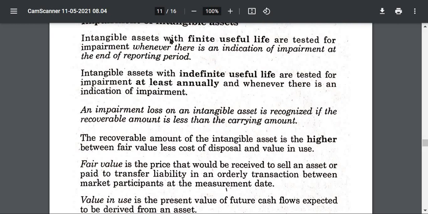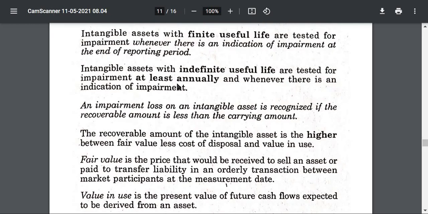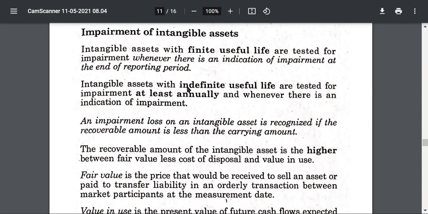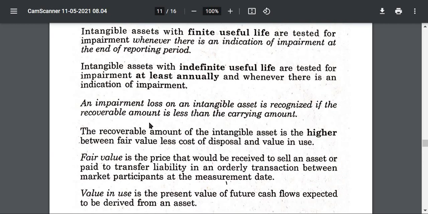So again, the difference is that si intangible asset na may finite or limited useful life, tinitest lang natin sila for impairment whenever there is an indication na impaired sila at the end of the period. Kung walang indication, walang testing for impairment. Si intangible asset na may indefinite useful life, tinitest natin sila for impairment at least annually kahit na walang indication na impaired sila, and whenever there is an indication na impaired sila. So kahit na for example, at the end of the month, may indication na impaired sila, tinitest natin sila for impairment. Or kapag during the year, walang indication, tinitest pa rin natin sila at the end of each reporting period, at least annually.